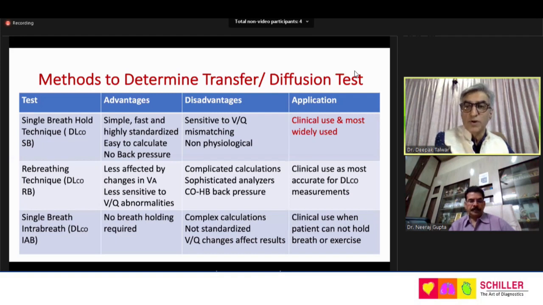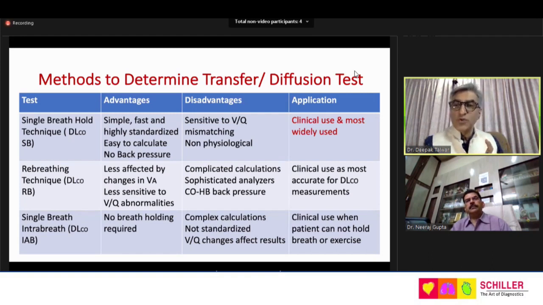So what is important for us to understand is which one to invest in. Now, the single breath hold technique is the simplest, fastest and highly standardized technique, and it is easy to calculate. And since it is using carbon monoxide, which is normally not present unless the patient is a current heavy smoker, there is no back pressure here. But it has a disadvantage because it is a single breath hold. So obviously the time is limited, and the time given for the gas to reach the alveolus and intermix will require a good VQ match.